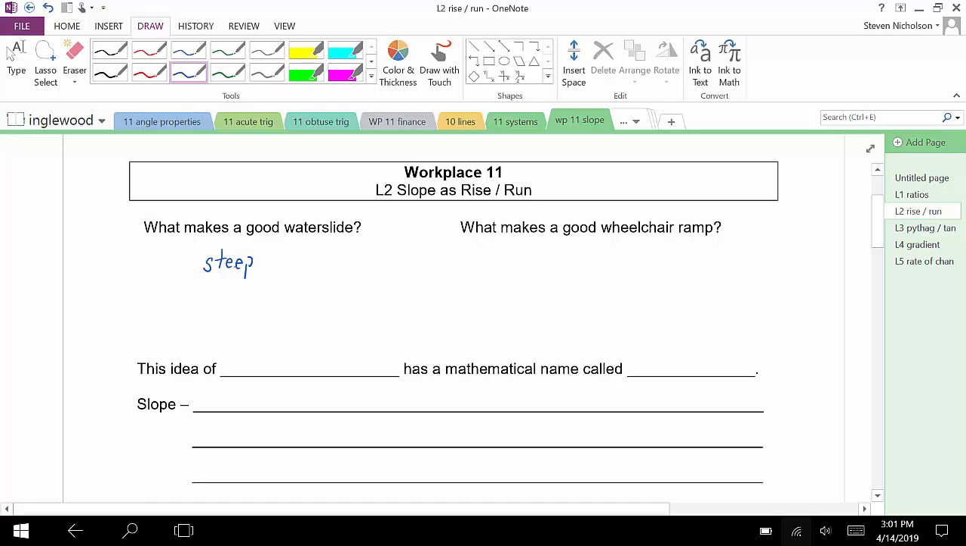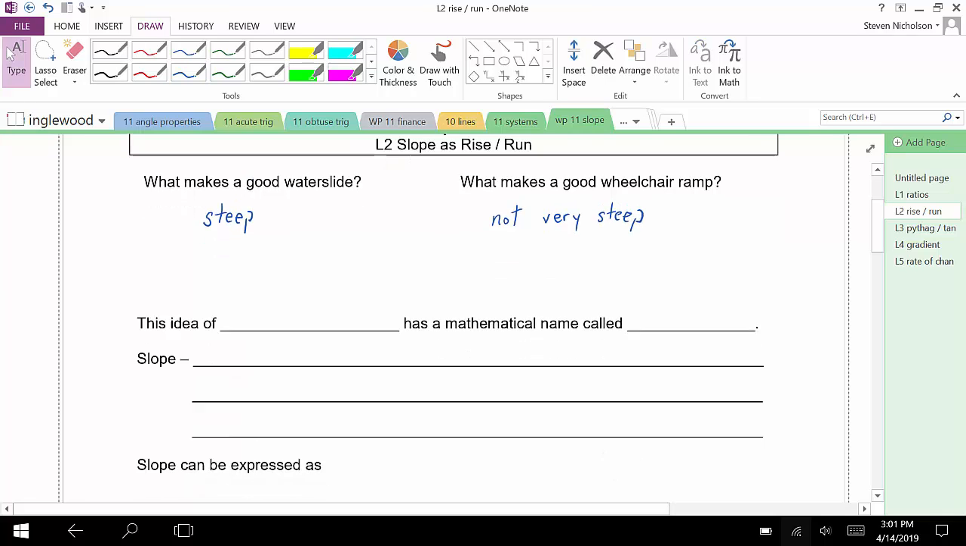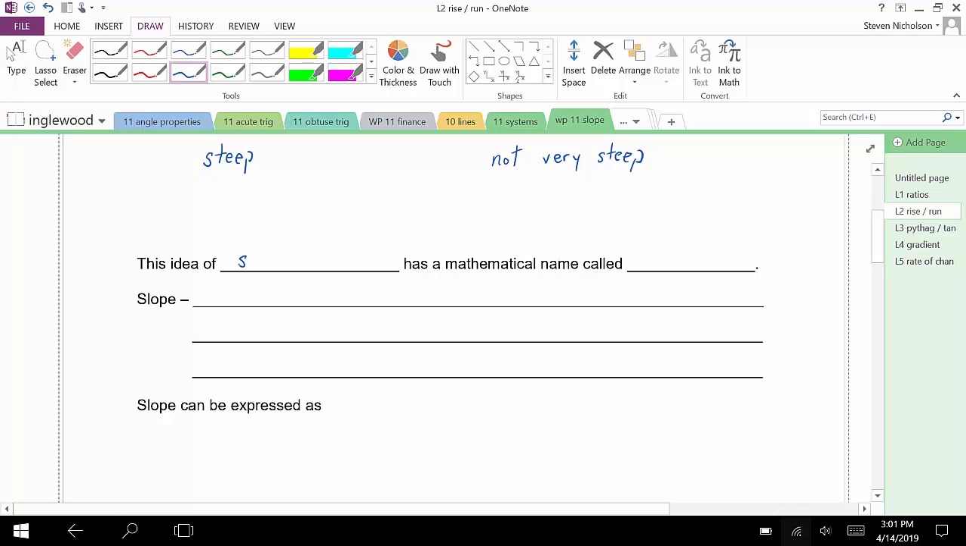If I said, what makes a good wheelchair ramp? Well, with a wheelchair ramp, you want to be in control. You don't want to be going very fast. So a good wheelchair ramp is not very steep. And this idea of steepness has a mathematical name, and the mathematical name for steepness is called slope, one interpretation.